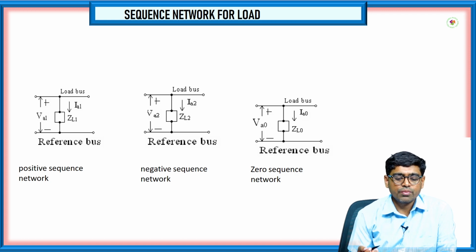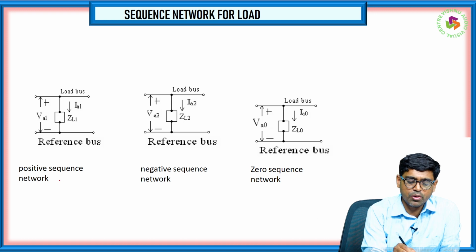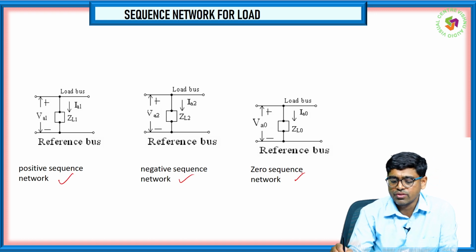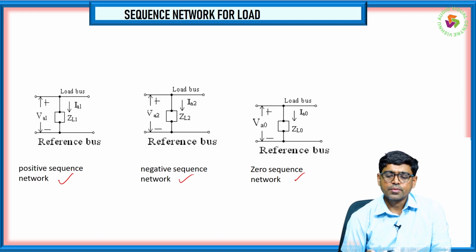Sequence network for load. Based on the load, the load connections can be connected like this for the positive sequence, negative sequence, and zero sequence. The load is also the same, only we need to connect it shunt-wise.